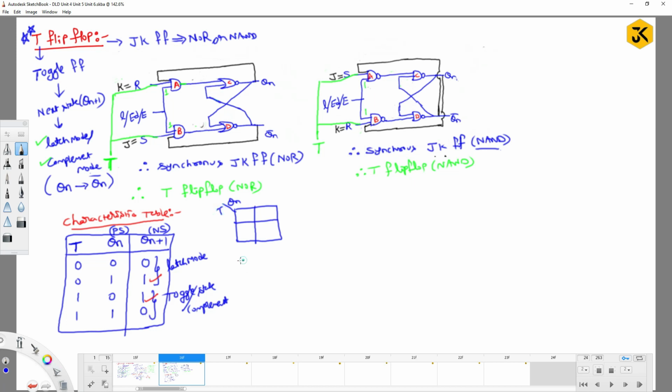Qn plus 1 equals T bar Qn plus T Qn bar. So simply I can write Qn plus 1 equals T XOR with Qn. This is what I can call the characteristic equation.